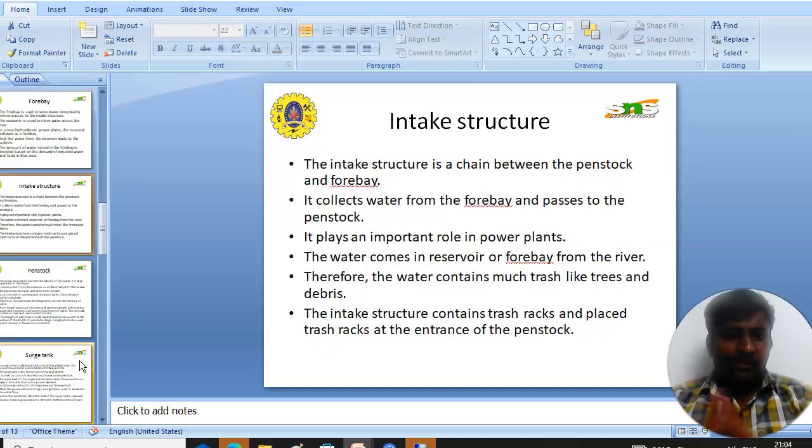Next, the intake structure. The intake structure is a link between the reservoir and the penstock, and it passes water to the penstock. It plays an important role in the power plant. The water comes into the reservoir or forebay from the river. Therefore, the water contains much trash like trees and debris. The intake structure contains trash racks, placed at the entrance of the penstock.